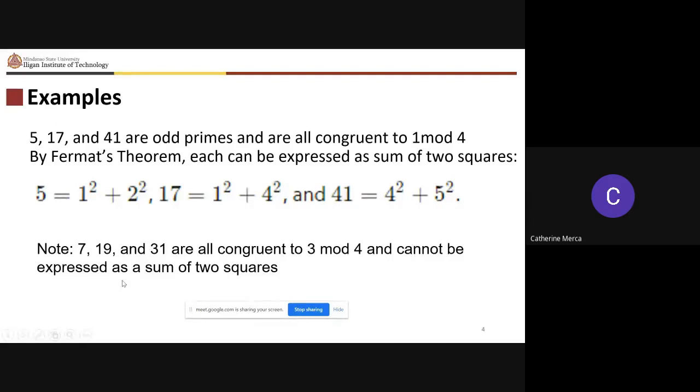Okay? If you have 7, 19, and 31, these are all congruent to 3 modulo 4, and this time they cannot be expressed as a sum of two squares. That is why we need 1 mod 4. The value 3 mod 4 is not divisible, because the remainder is 3 modulo 4. So this one cannot be expressed as a sum of two squares.